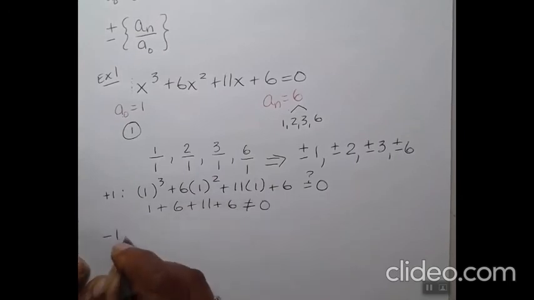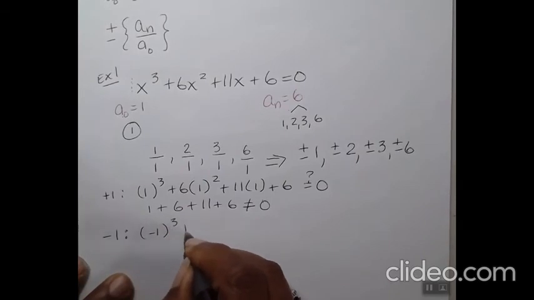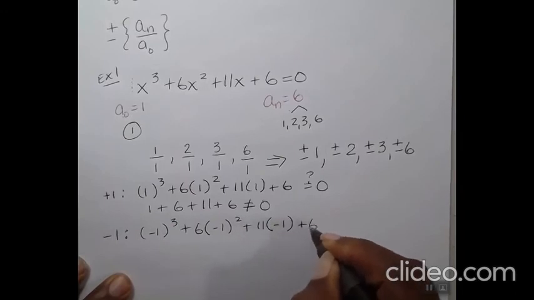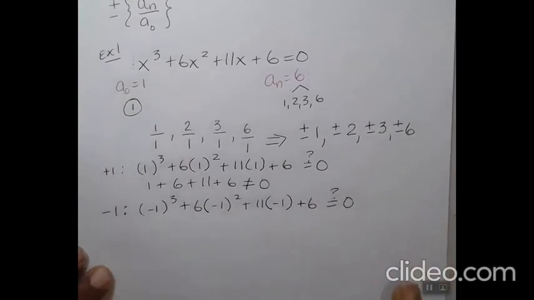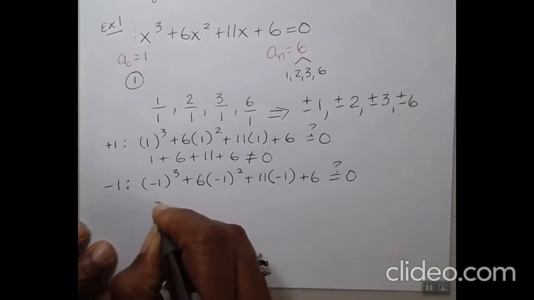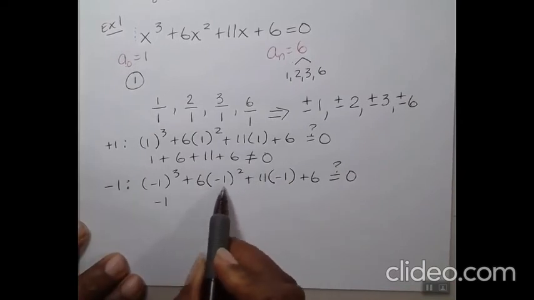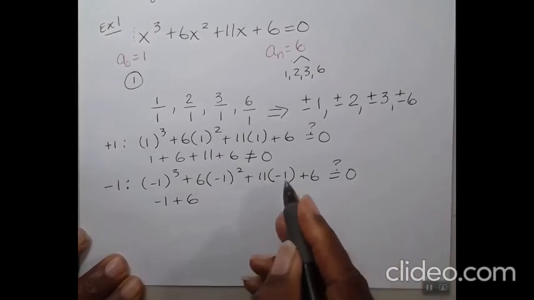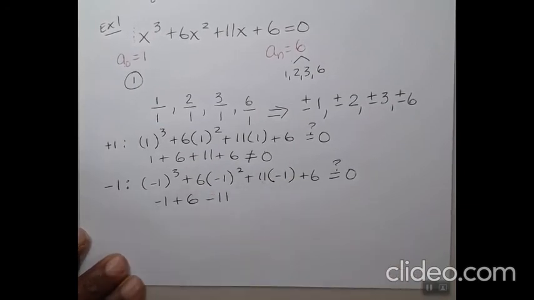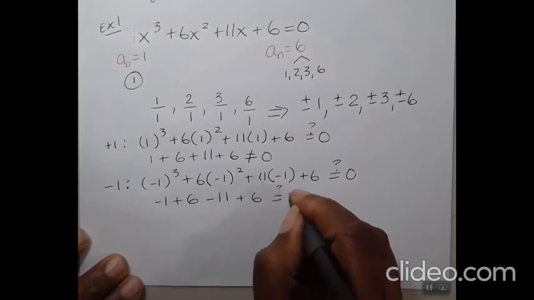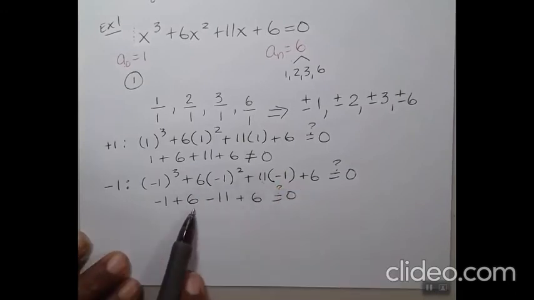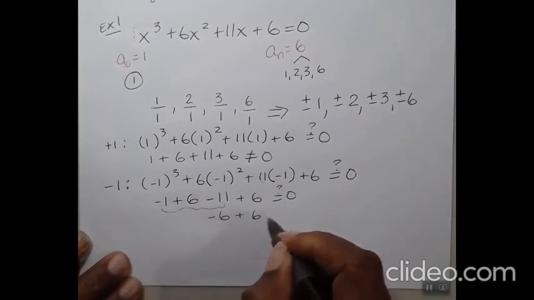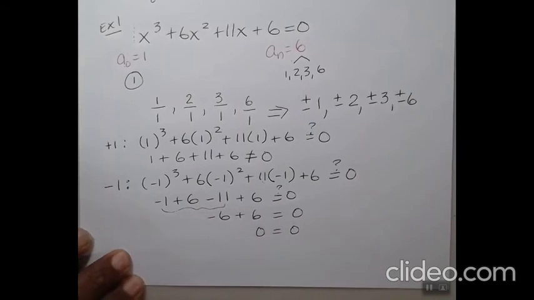Well, let's try negative 1. So if we had negative 1 cubed plus 6 times negative 1 squared plus 11 times negative 1 plus 6, does that equal 0? Well, negative 1 cubed is negative 1. Plus 6 times negative 1 squared is a positive 1, so that's 6 times 1, which is 6. Negative 11 times negative 1 is negative 11. Plus 6, does that equal 0? Well, negative 1 plus 6 is 5. Minus 11, putting all three of these together, we have negative 6 plus 6, and that does actually equal 0.